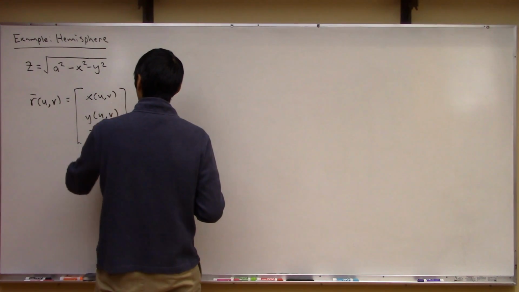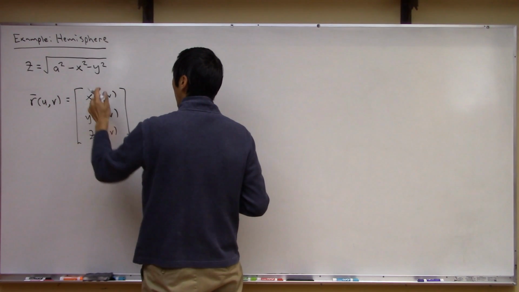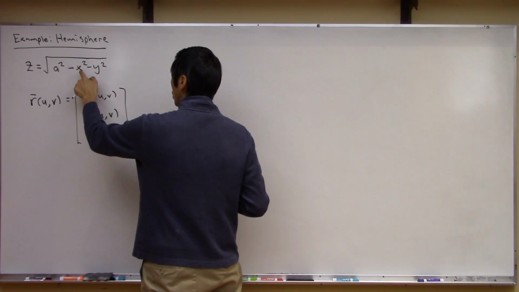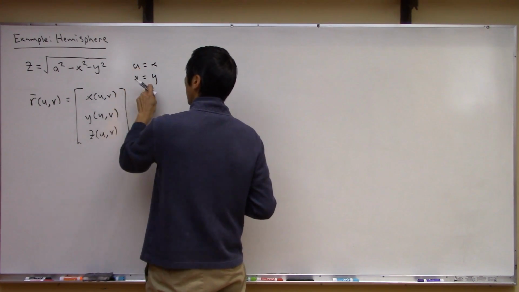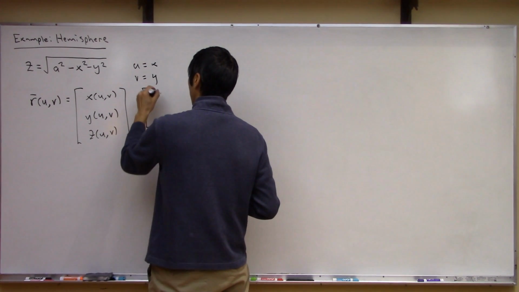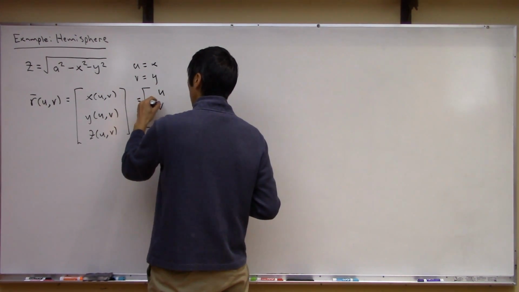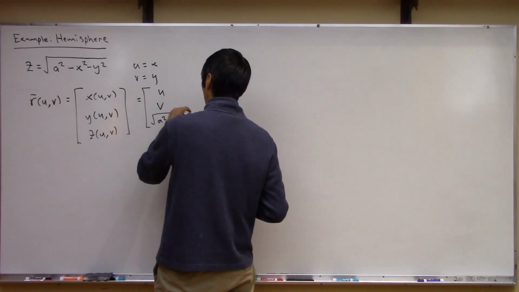Okay, what's helpful about this is we already have something that describes the z. Now if you look at this, we can just say, why don't we choose u to be equal to x and v to be equal to y, and in that case, z is just this. So in other words, our parameterization could potentially be something as simple as u, v, and then the square root of a squared minus u squared minus v squared.